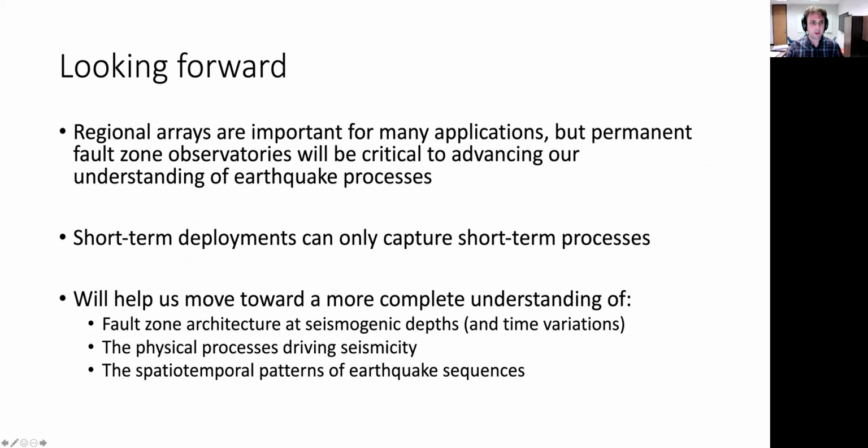Looking forward, regional arrays are fantastic for many different applications, but I think having permanent fault zone observatories is going to be critical to advancing our understanding of earthquake processes. Short-term deployments can only capture short-term processes. So if we want to go beyond this, we need longer-term observations. I think this is going to help us move towards a more complete understanding of fault architecture at seismic depths, the physical processes behind all this, and the spatial temporal patterns of earthquake sequences.